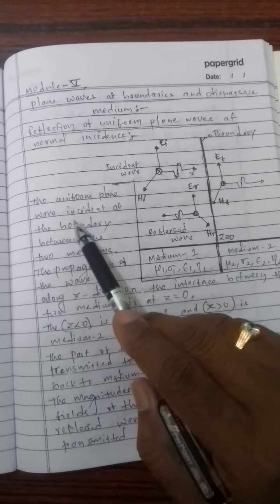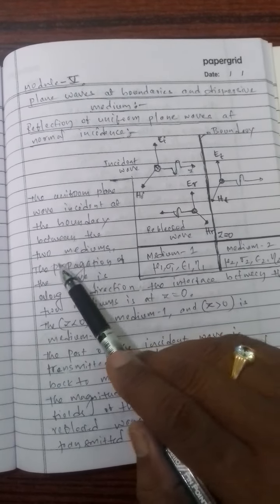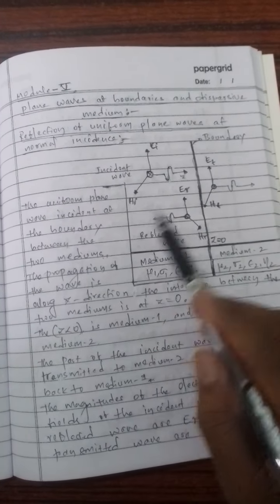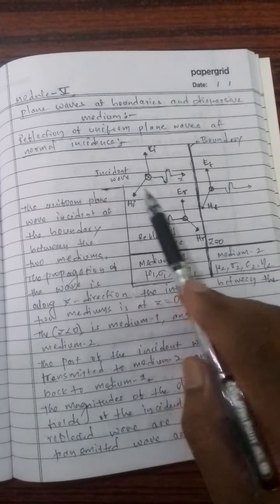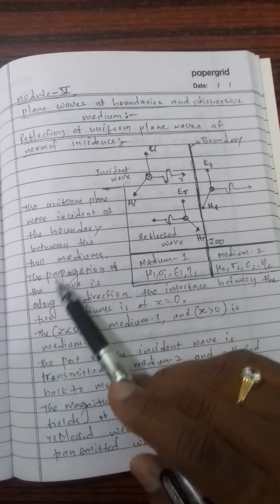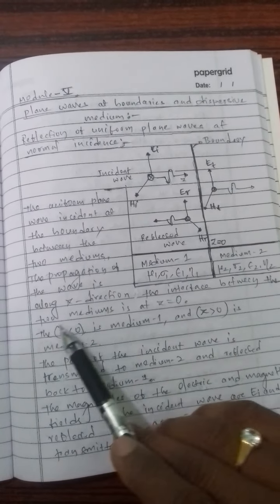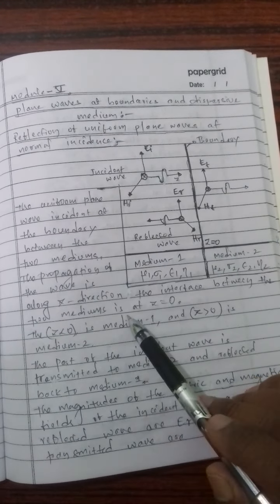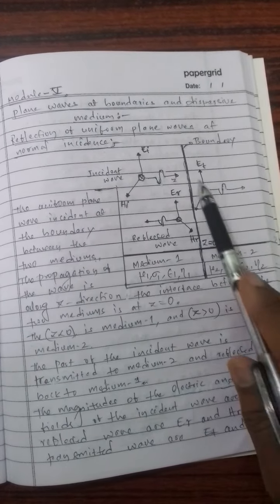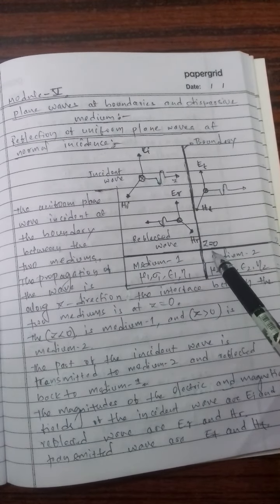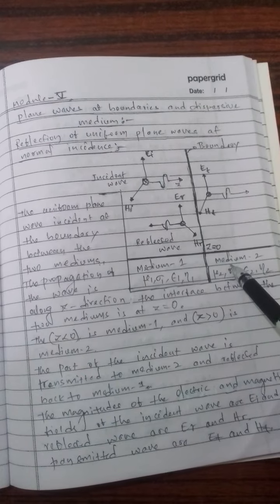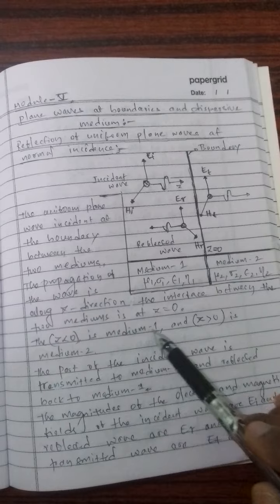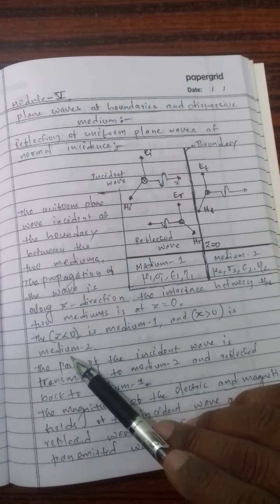The uniform plane waves incident at the boundary between the two mediums, that is the medium 1 and the medium 2. The propagation of the wave is along the z direction. The interface between the two mediums is at z equal to 0. This one is the interface between the two mediums, that is medium 1, and here it is the medium 2. The z less than 0 is medium 1 and z greater than 0 is the medium 2.